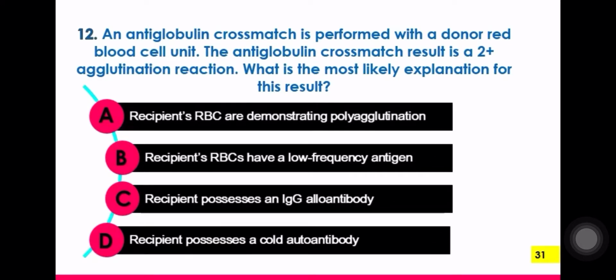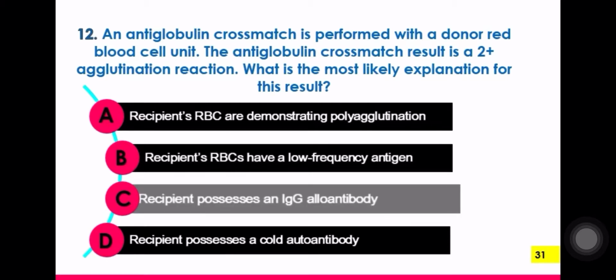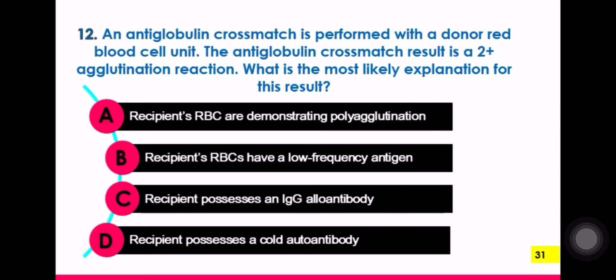Choices: A. Recipient's RBCs are demonstrating polyagglutination. B. Recipient's RBCs have a low frequency antigen. C. Recipient possesses an IgG alloantibody. Or letter D. Recipient possesses a cold autoantibody.